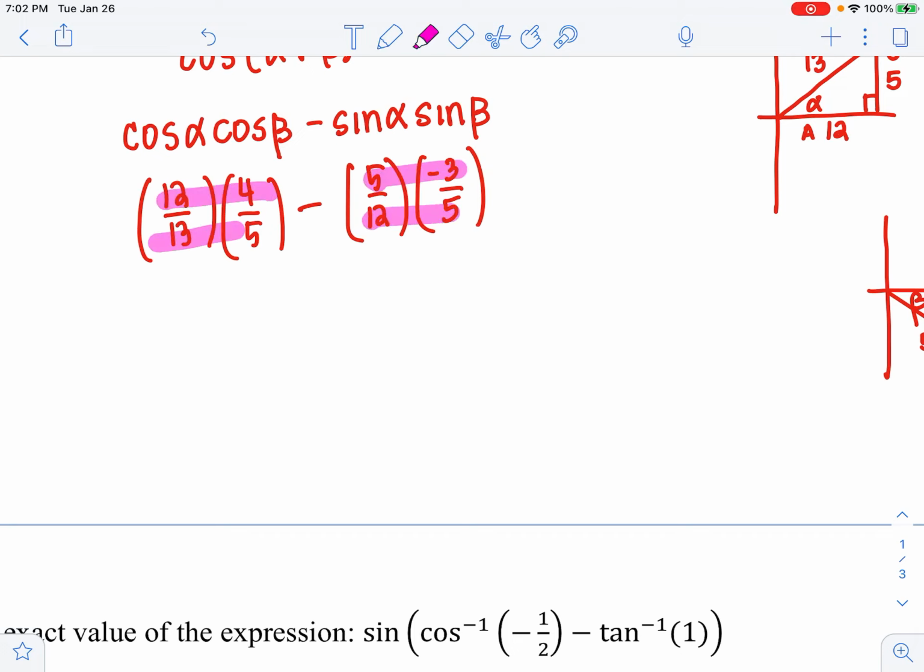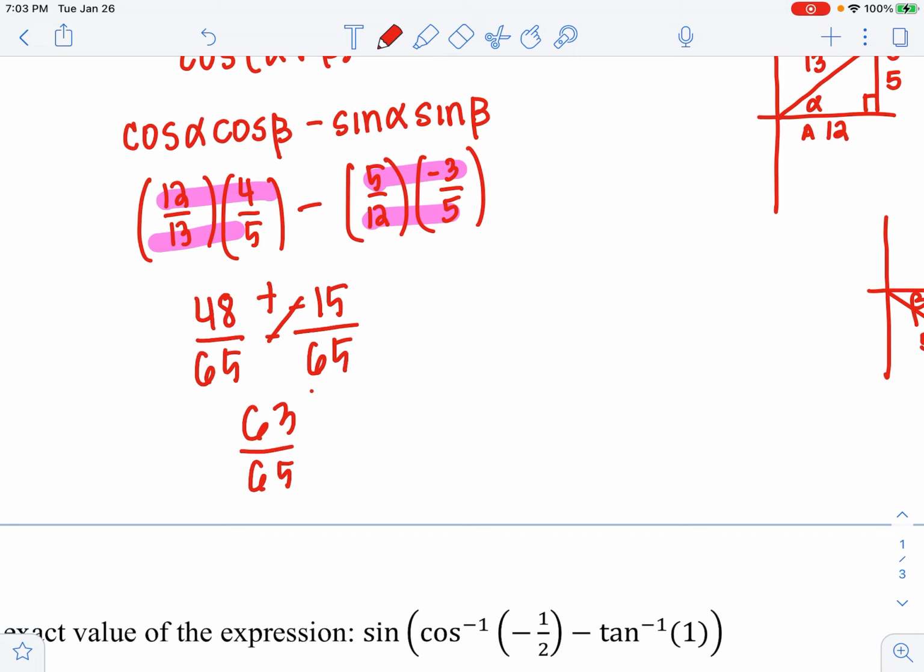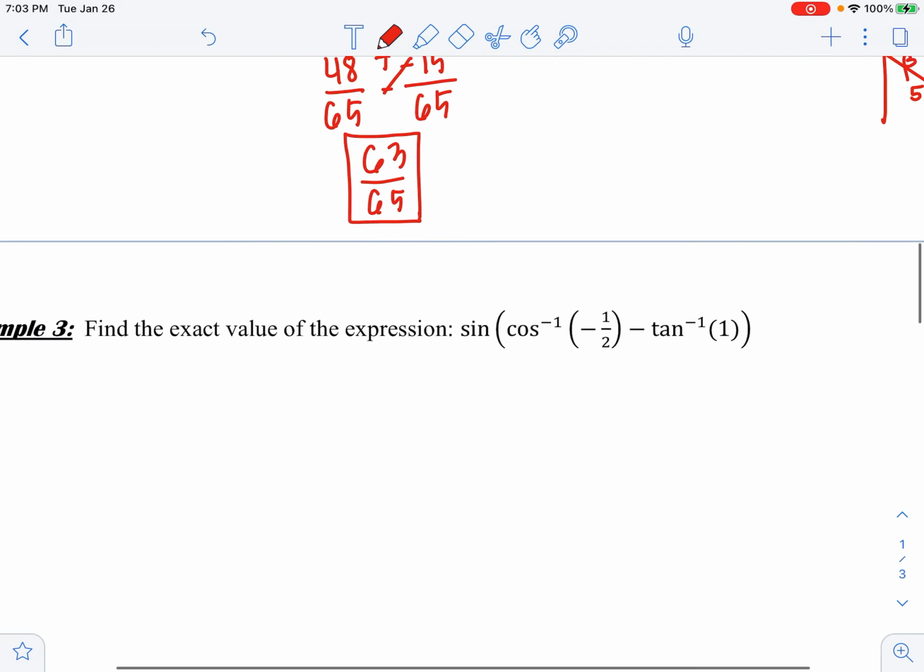Okay. Now I just need to multiply, multiply, multiply, multiply, and simplify. All right, so I have 48 over 13 times 5 is 65, minus 5 times negative 3 is negative 15 over 65. It's minus a negative, so you can change this to plus if you want. 48 plus 15 is 63. So you have 63 over 65. If the fraction's simplifiable, you can simplify it, but nothing goes into 65 and 63.